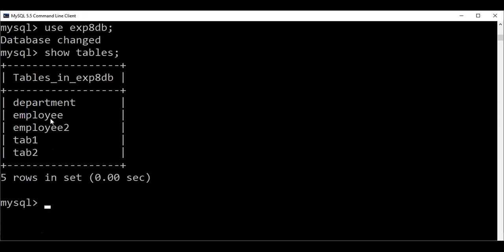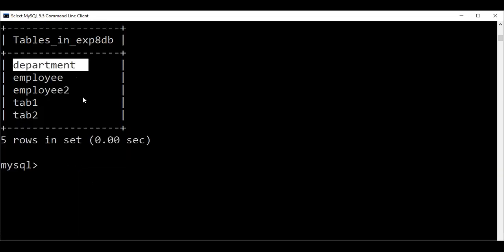So see here, these are the tables I have created. One is department, employee, one is employee 2, and some raw tables. One is tab 1 and tab 2. This raw table I will utilize for all joins: inner, outer, and cross join also. So first here, what is the data present in tab 1 and tab 2? Okay, I'm moving to the department table to check what data is available.